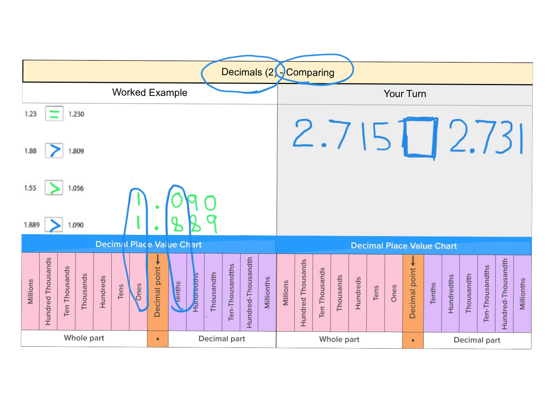Now your turn. In this case, the ones place is the same, the tenths place is the same, but when we get to the hundredths, the 3 is greater than the 1, so therefore it should be a less than symbol.